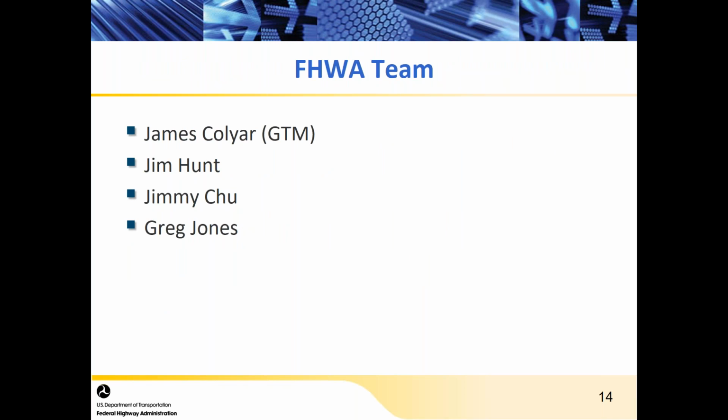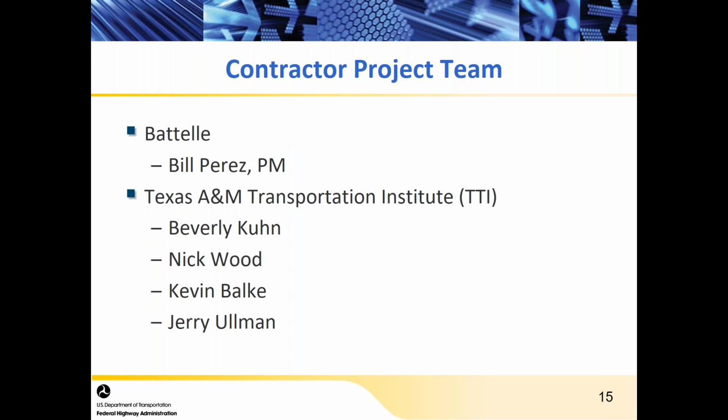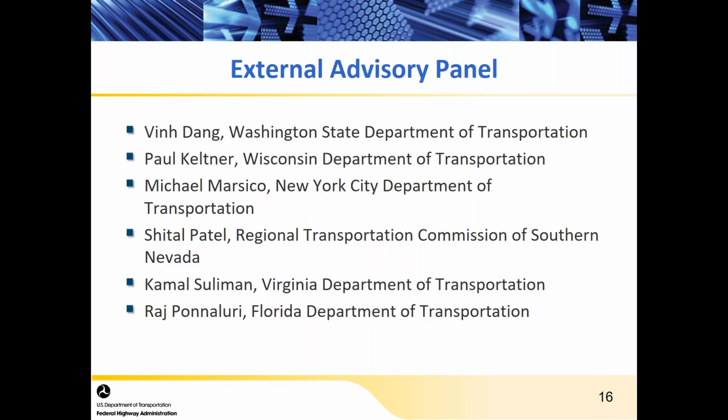The FHWA team was made up of James Collier, who was the contract manager, Jim Hunt, Jimmy Chu, and Greg Jones, and they oversaw the project from the Federal Highway Administration side of things. Bill Perez, who you heard speak earlier in the presentation with Battelle, was the project manager for the contract, and then I was the lead from the TTI side, as well as my colleagues Nick Wood, Kevin Balke, and Jerry Ullman, and together we pulled the material together for this guidebook.